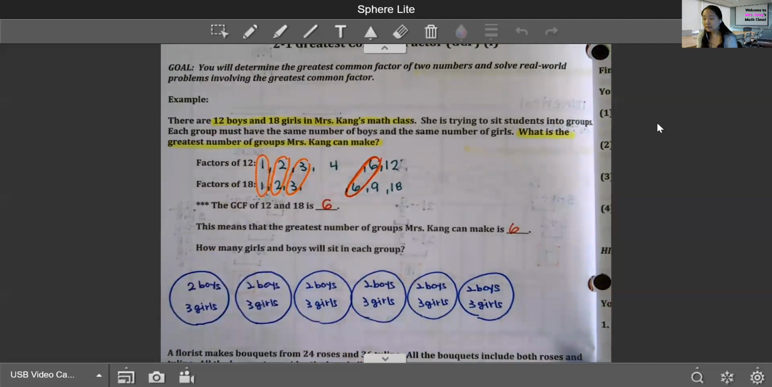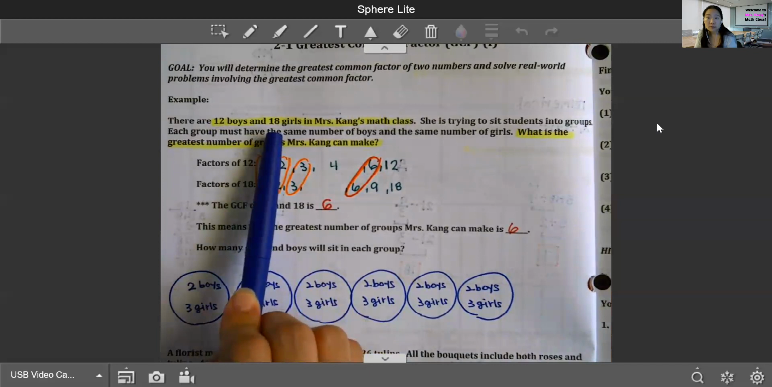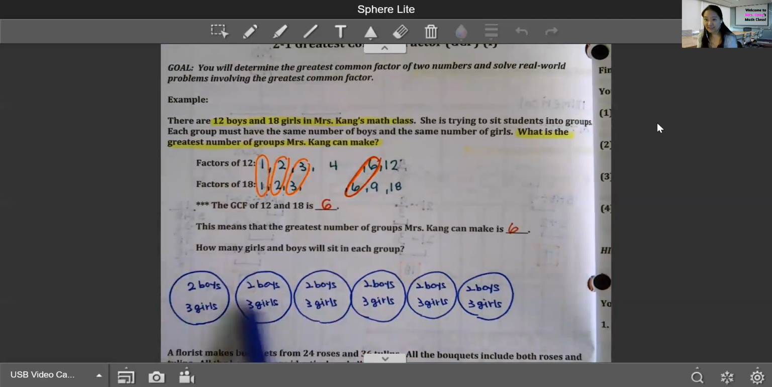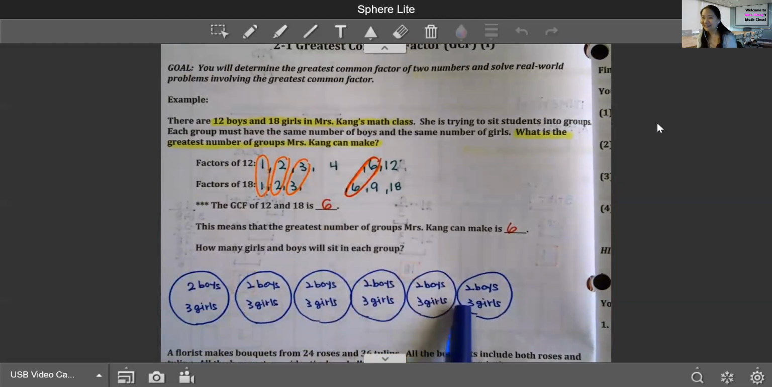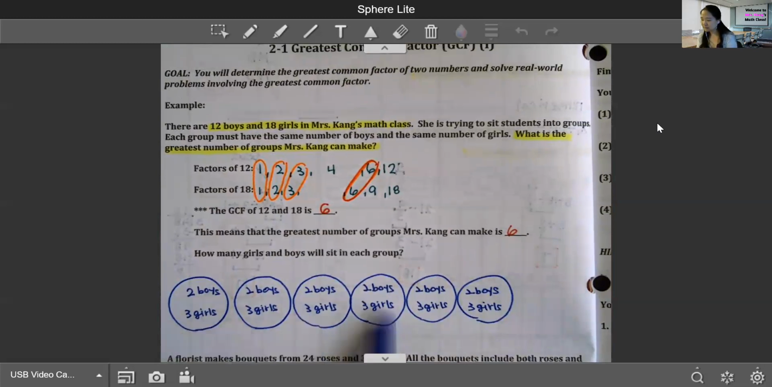Now also take a look here. 12 boys and 18 girls, that's a total of 30 students altogether, okay? 5 here, 5 here, 5 here, 5 here, 5 here, and 5 here. 5 students times 6 groups is also equal to 30, just so that you understand, all right?